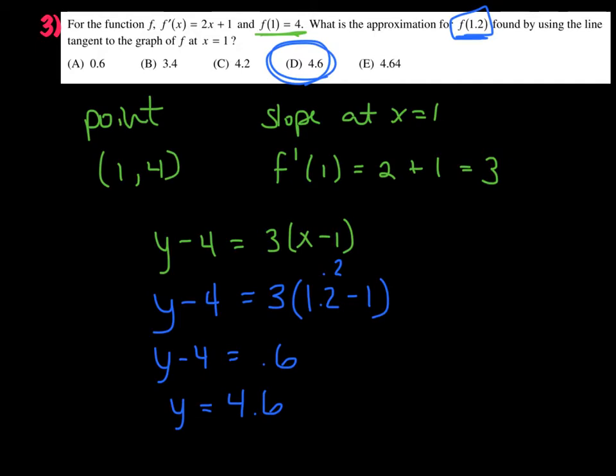So if I wanted to determine if this function was concave up or concave down at x equals 1, I would need the second derivative. Okay, so this is super easy second derivative.